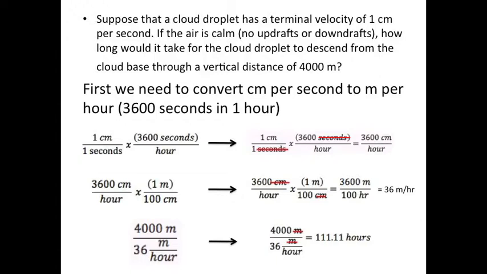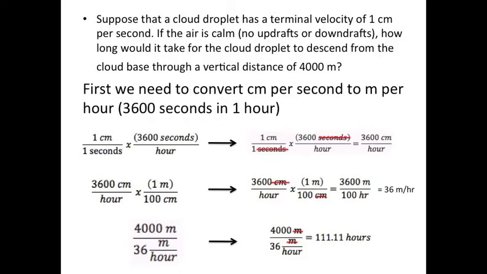Next, let's convert centimeters to meters. You'll want to take 3,600 centimeters over 1 hour and multiply it by how many meters are in centimeters. You want to cancel out centimeters, so for the conversion, centimeters will go on the bottom and meters will go on the top. Since there are 100 centimeters in 1 meter, you have 1 meter over 100 centimeters. The centimeters will cancel. Multiplying across, you get 3,600 meters over 100 hours, which gives you a converted answer of 36 meters per hour.